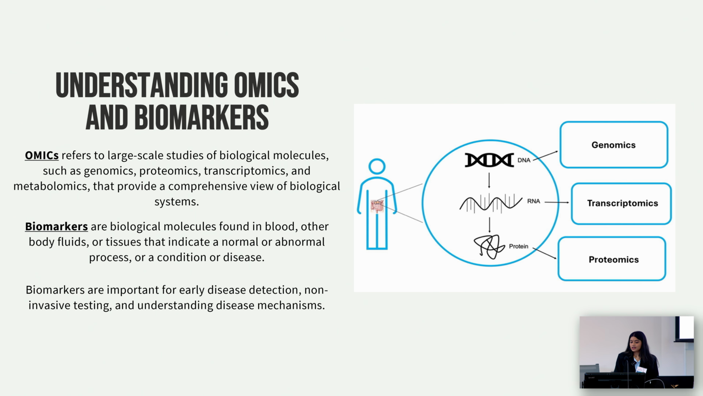Okay. So understanding omics and biomarkers. If you look at the image, we see three segments: proteomics, transcriptomics, and genomics, right? These are the omics studies that I was talking about. Proteomics is the study of proteins, transcriptomics is the study of RNA, and genomics is the study of DNA. So when we have large scale data of these biological molecules, and we look at these data and analyze them, that's the omics study that we are talking about.